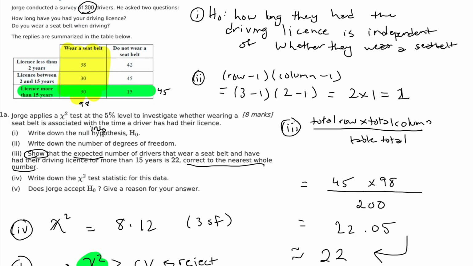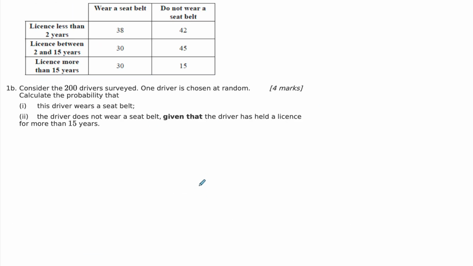So this was the chi-square section. And then we go to the probability section. One driver is chosen at random from those 200 drivers. And the first part is, find the probability that this driver wears a seatbelt. So out of your 200, this is quite a straightforward probability. You have 200 choices. You need to see what's the probability that he wears a seatbelt.